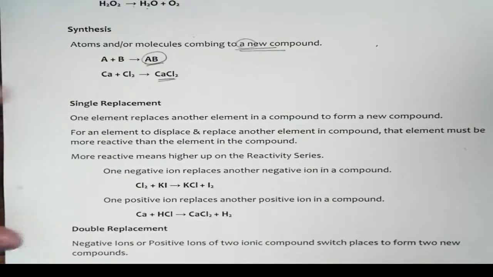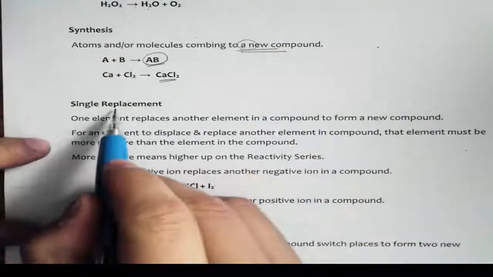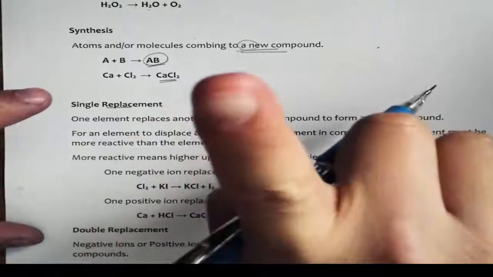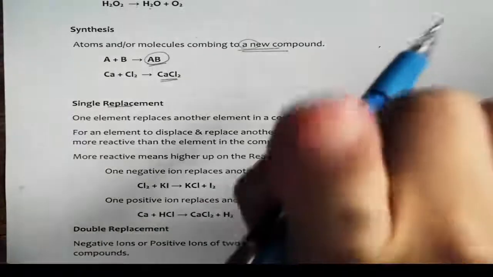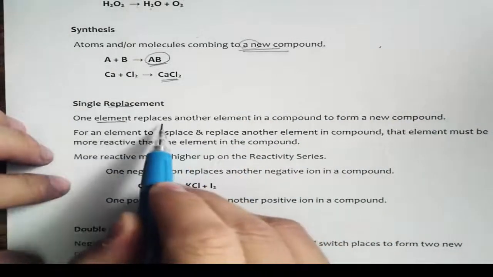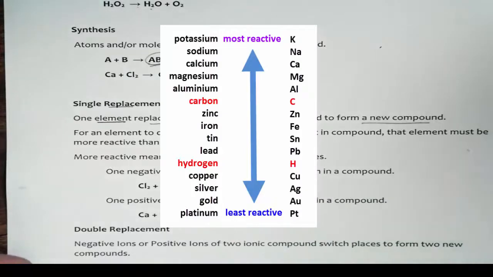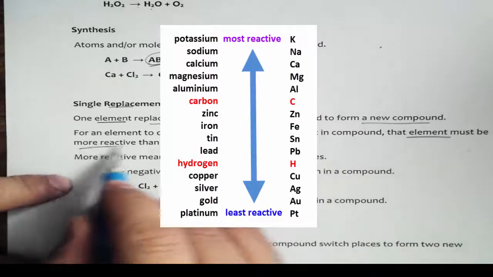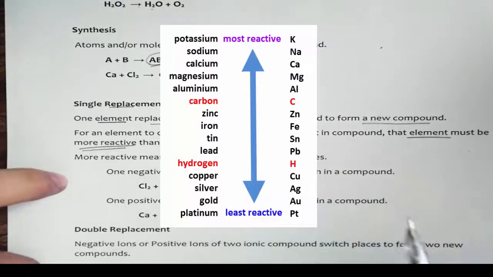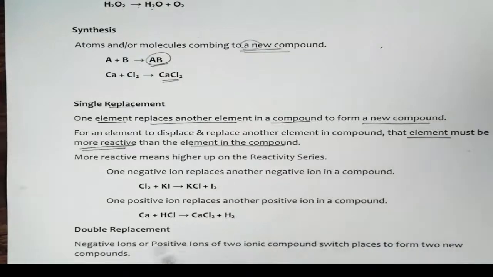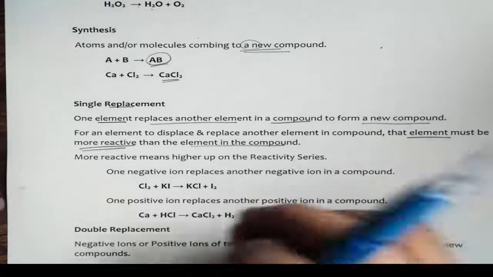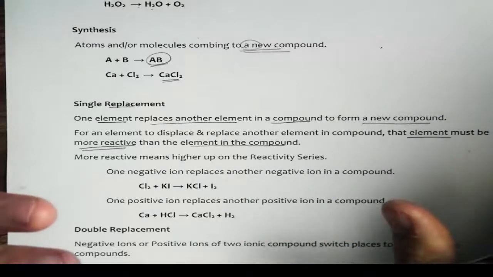Then we get to single replacement. Think of the word single. Single means one, and think of the word replace. So one thing is replacing another thing. To be specific, one element is replacing another element in a compound to form a new compound. The way it works is this: in order for an element to displace another element in a compound, that element must be more reactive than the element in the compound. We are going to look at this more carefully when we look at the reactivity series, but for now, keep that in mind. The more reactive the element, the more likely it is going to go in and kick out the other element in that compound.